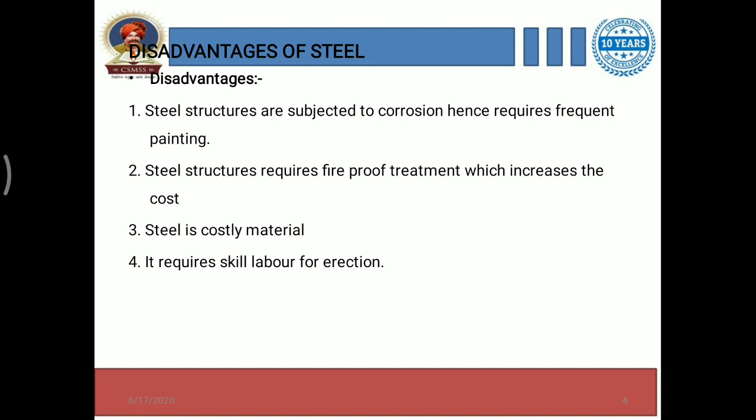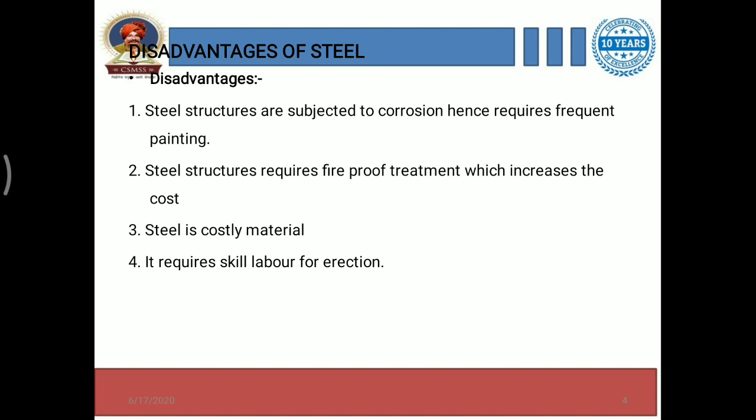And some disadvantages of steel. Steel structures are subjected to corrosion, hence require frequent painting. When steel structures come into contact with moisture, they generally get corroded, and therefore they require painting after some interval of time, and this is a main disadvantage of steel.